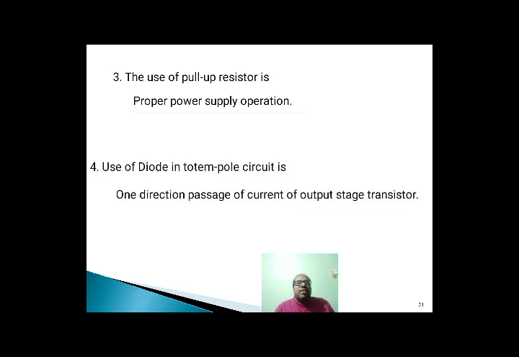The use of a pull-up resistor is for proper power supply operation. The use of a diode in the totem pole circuit is one direction passage of current of the output stage transistor. Use of pull-up resistor is for proper power supply operation.